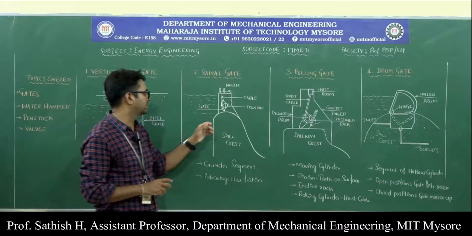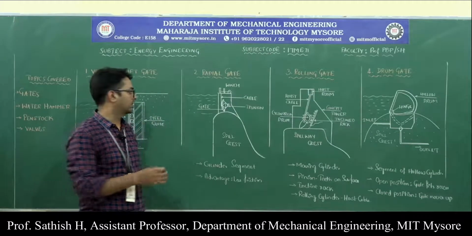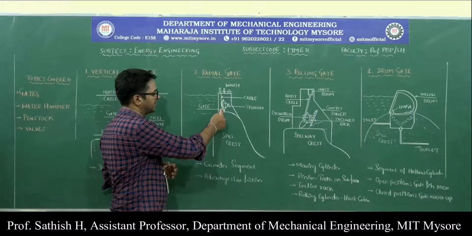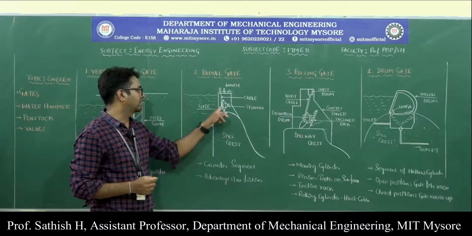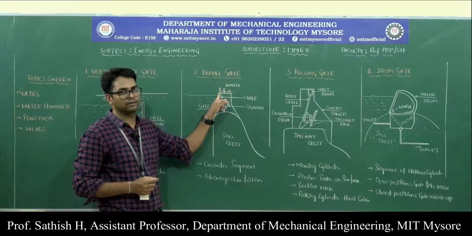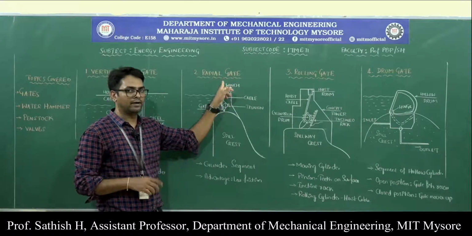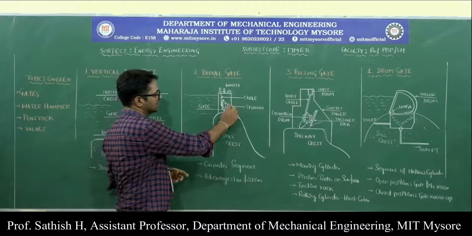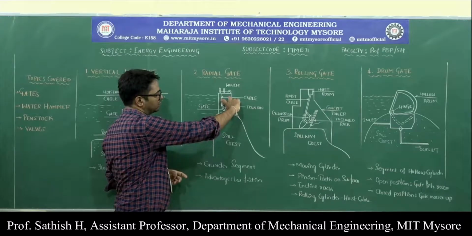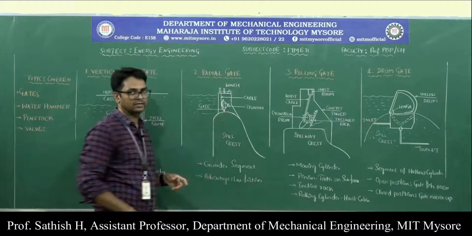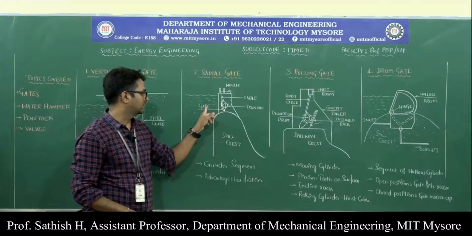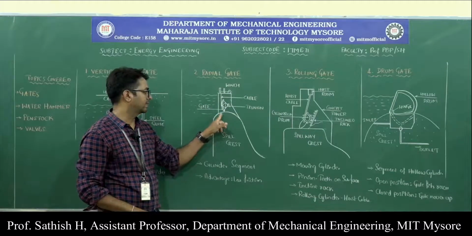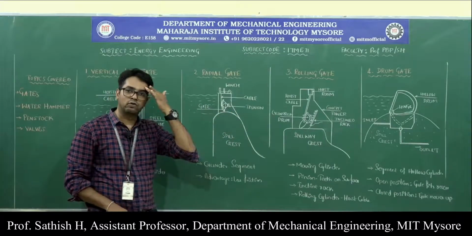How does it function? If you want to open this gate, since the radial gate is connected to the cable here, when you lift or pull the cable with the help of a motor, since the gate is fixed at this point, it tries to open, to rotate. Then there is a gap between this gate and the spill crest here, through which the water can flow out.